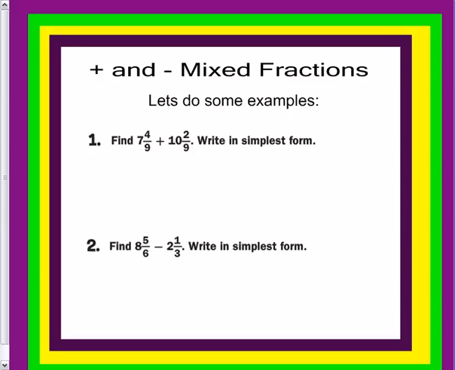All right, here are my favorite fractions, the mixed fractions. These guys have both positives and negatives, and they have both whole numbers or integers mixed with fractions. So when we see a mixed number, it's going to have a whole number or an integer with the fraction. So we want to find what 7 and 4/9 plus 10 and 2/9 is.